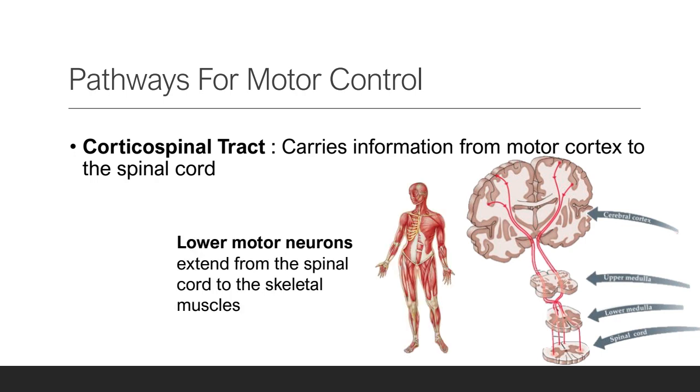So lower motor neurons are located in the spinal cord and they project down to the skeletal muscles in the body. Lower motor neurons will innervate these muscles in the body to actually produce movement in the limbs.